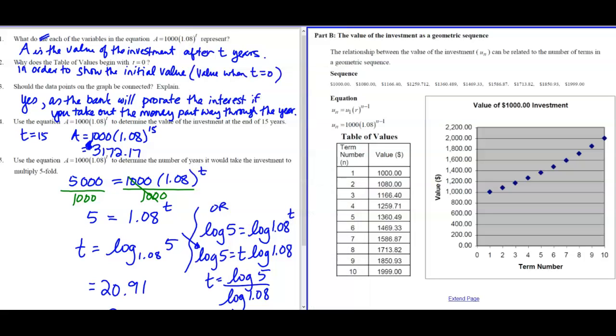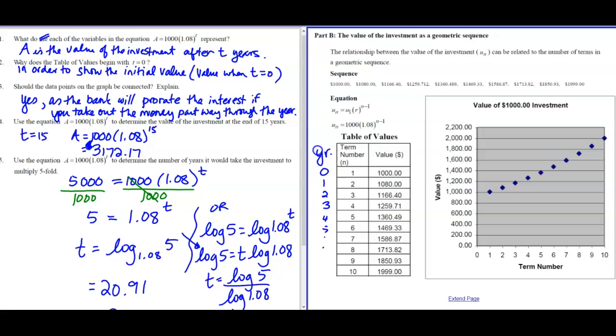Okay, so let's take a look at this. The value of the investment as a geometric sequence. So the relationship between the value of investment can be related to the number of terms in the geometric sequence. So here is the sequence of all of those values. Notice the first term is 1,000. Whenever we talk about sequences, we use term numbers, and we start with term number 1, because it's the first term. So this is different from year number, right? So term number 1, when we look at these investment values as a sequence, the first term is 1,000. That really relates to year 0. You might want to put that so you can compare. This relates to year 1, 2, 3, 4, 5, etc.